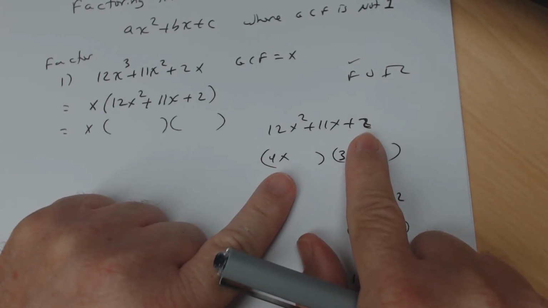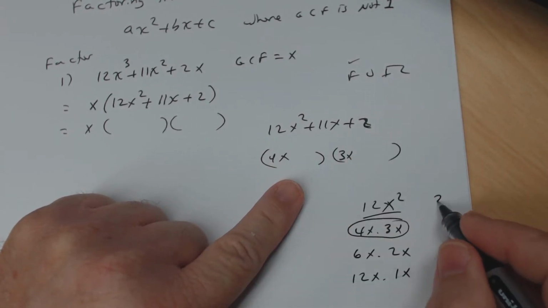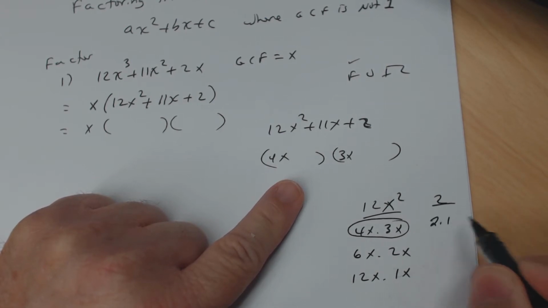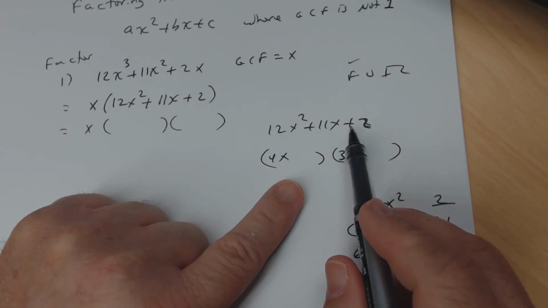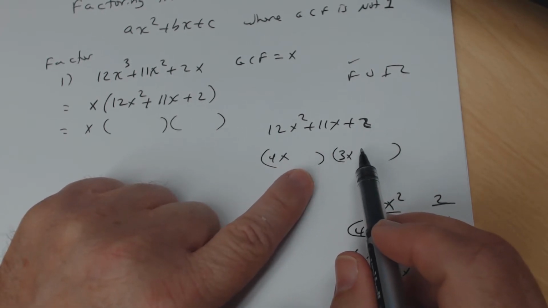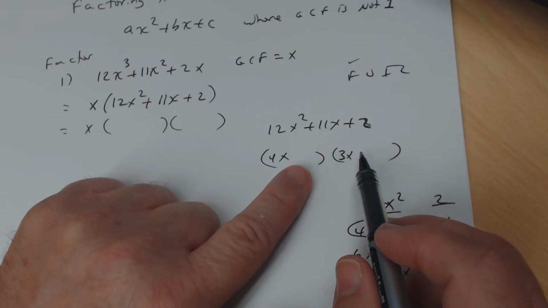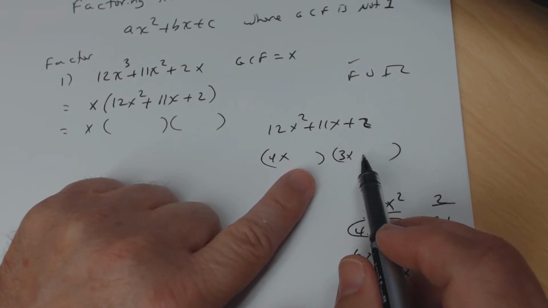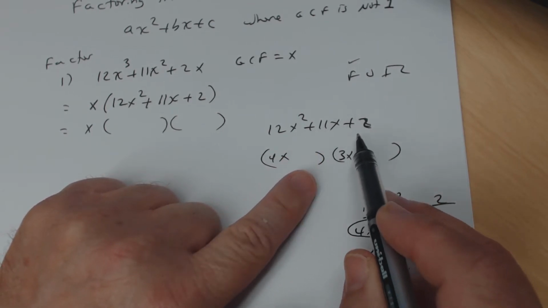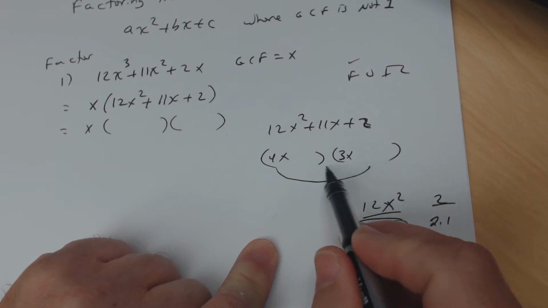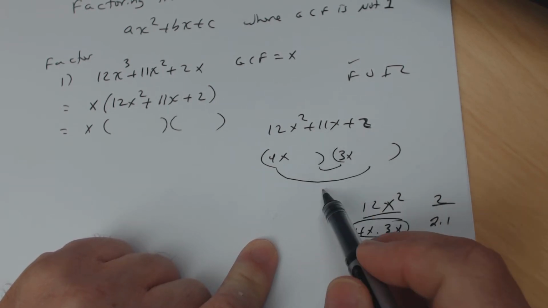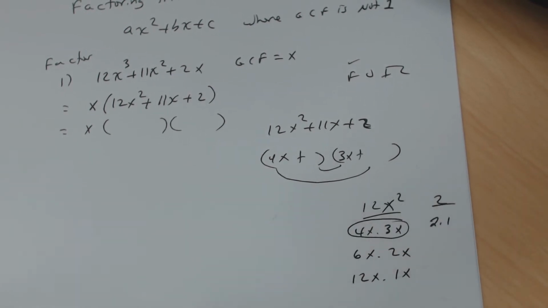Now let's go to the last. 2 is prime, so there's only one possibility for 2, and that's 2 times 1. Now remember though, the last sign's positive. That means the signs in here can be the same, either both negative or both positive, because a positive times a positive is a positive, and a negative times a negative is still a positive. But I need the middle sign to be positive. In order for me to add the outer and the inner to get positive 11, both of these have to be plus signs.